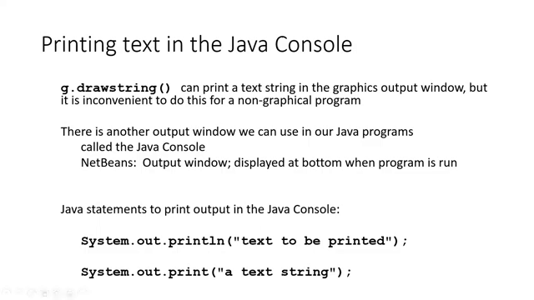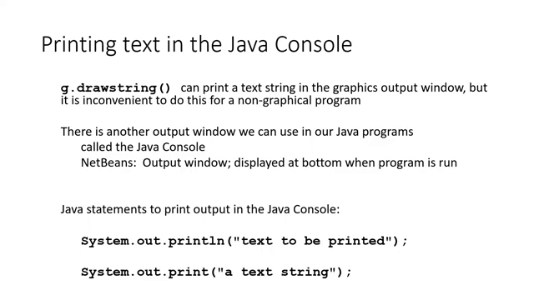Now, one last thing to talk about, and then the next video will show an example here. So, how can we print text in the Java console? Well, in the output window, you can use g.drawString to print text, but that's kind of a pain because you have to specify the over and the down, and it's really hard to get things lined up and so on. So there's a more convenient output window to use in our Java programs. It's called the Java console, and NetBeans labels it as the output window. So when you run the program, the output window is displayed at the bottom of the NetBeans environment.